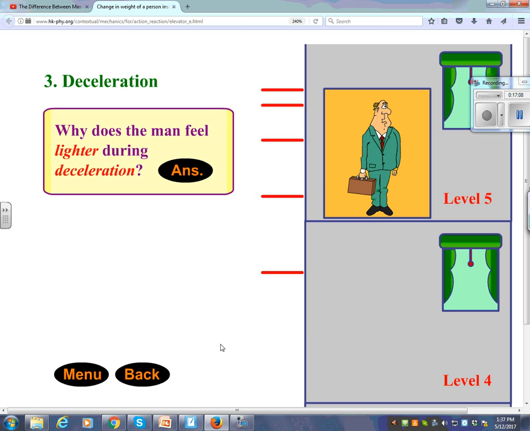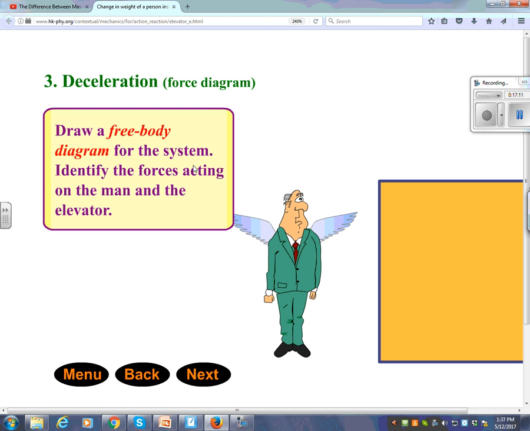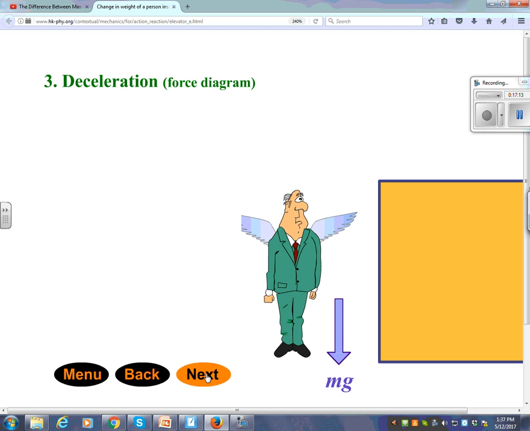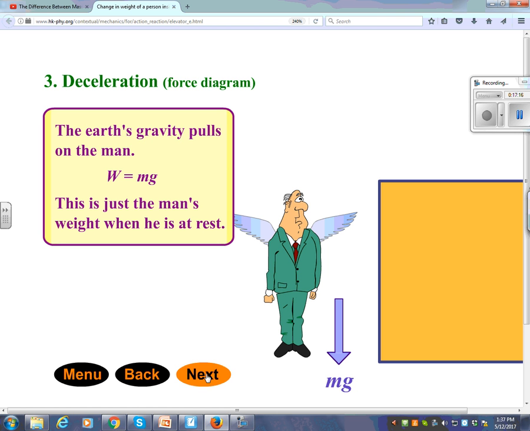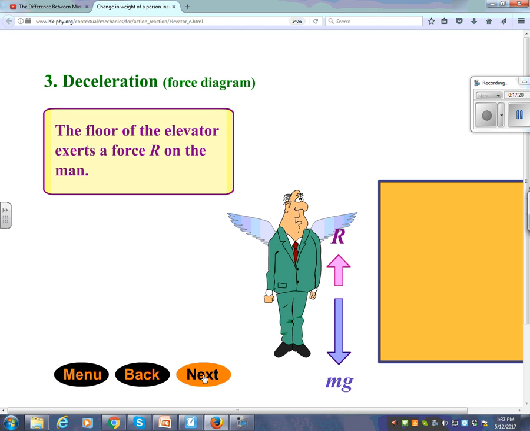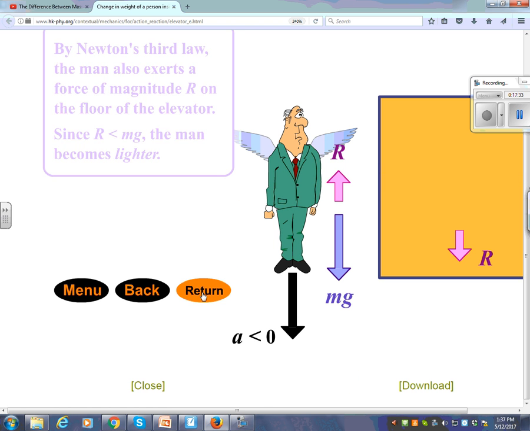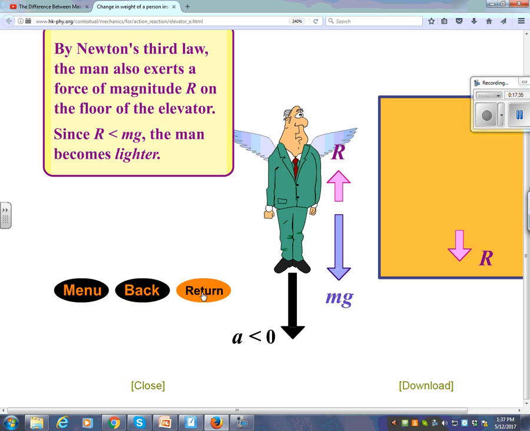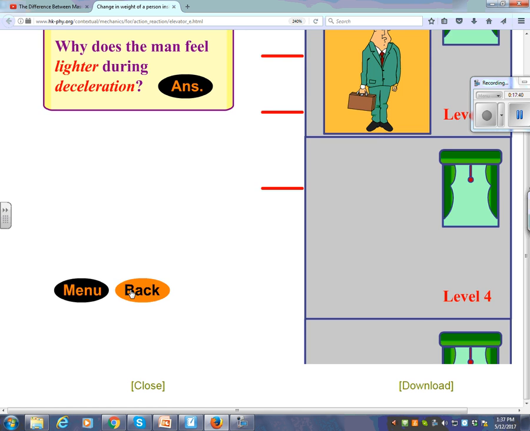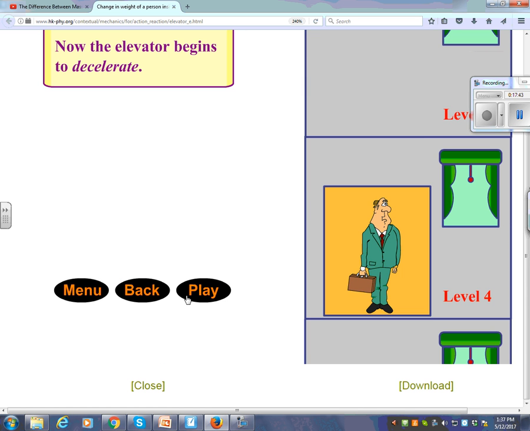Why? Here's the free body. Gravity is down, same amount, because he still has the same amount of mass. The floor of the elevator exerts a force R, but it's less. How come? Because it's slowing down itself. It doesn't need to push as much. And now the net force is down, and the acceleration is down, which means because R, the normal force, is less, he pushes less on the scale, and he weighs less. Okay?